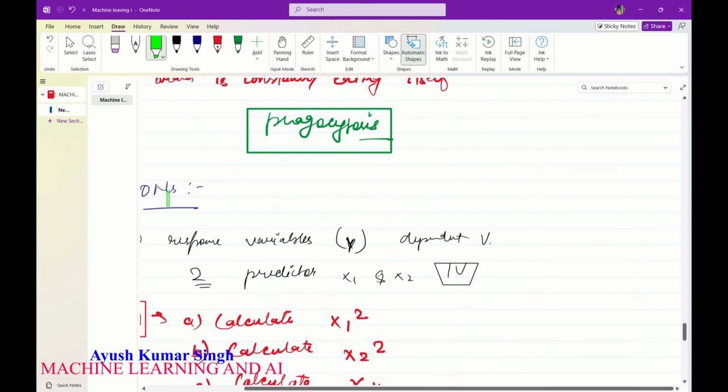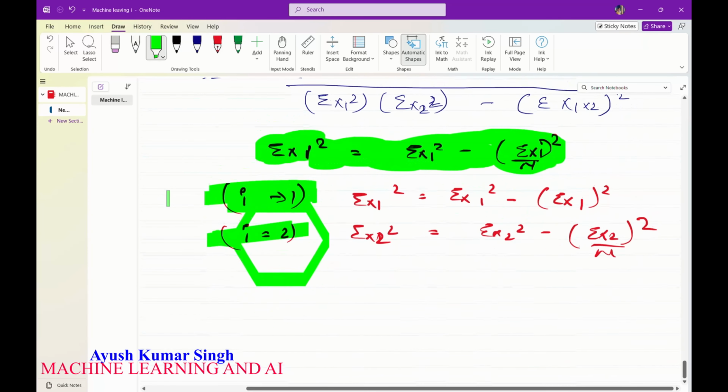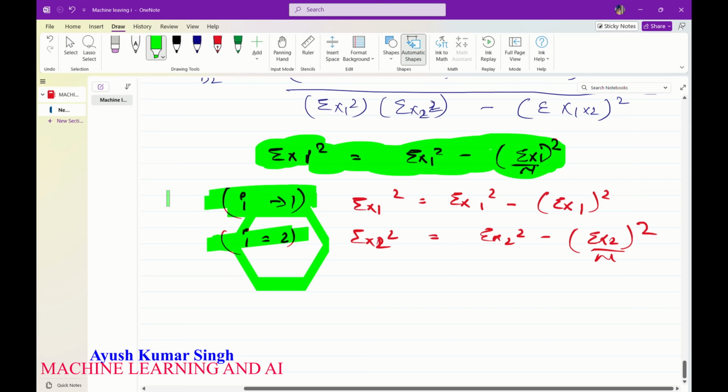So overall, 5 formulas. We mostly use these if you're working with research and solving problems. You should remember this and make notes of it. Fine.